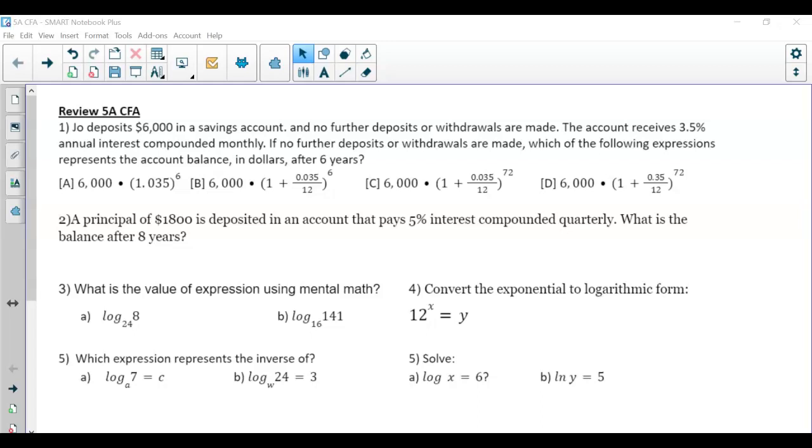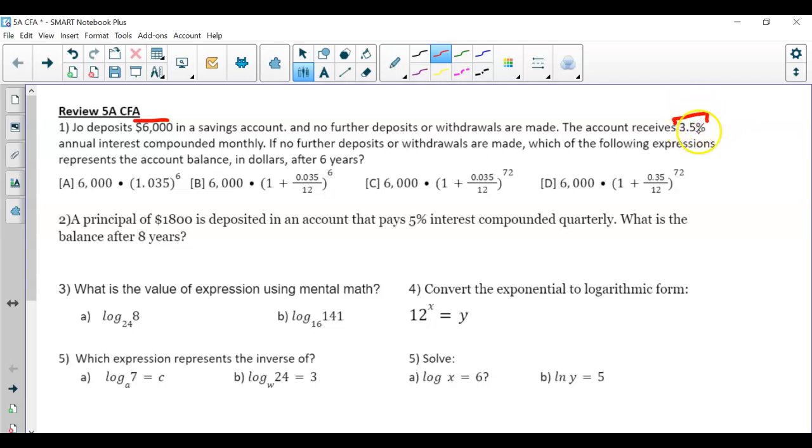In this video, I'm going over some practice problems with our exponential and logarithm functions. So these first couple of questions have to do with the application of the exponential functions. So here, as you're reading through, we're starting with that value of $6,000 and no further deposits or withdrawals are made. The account receives a 3.5% annual interest rate.